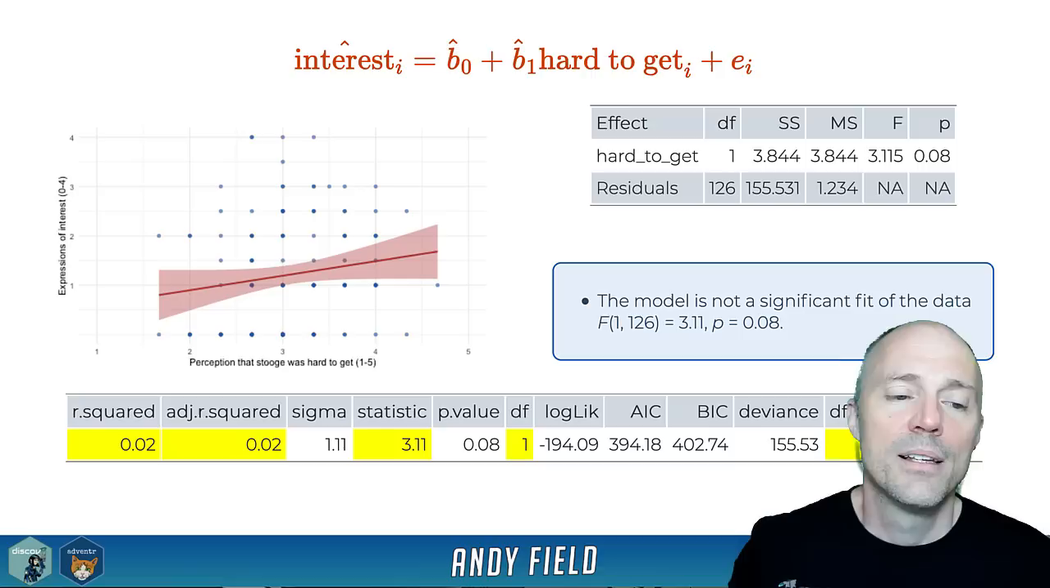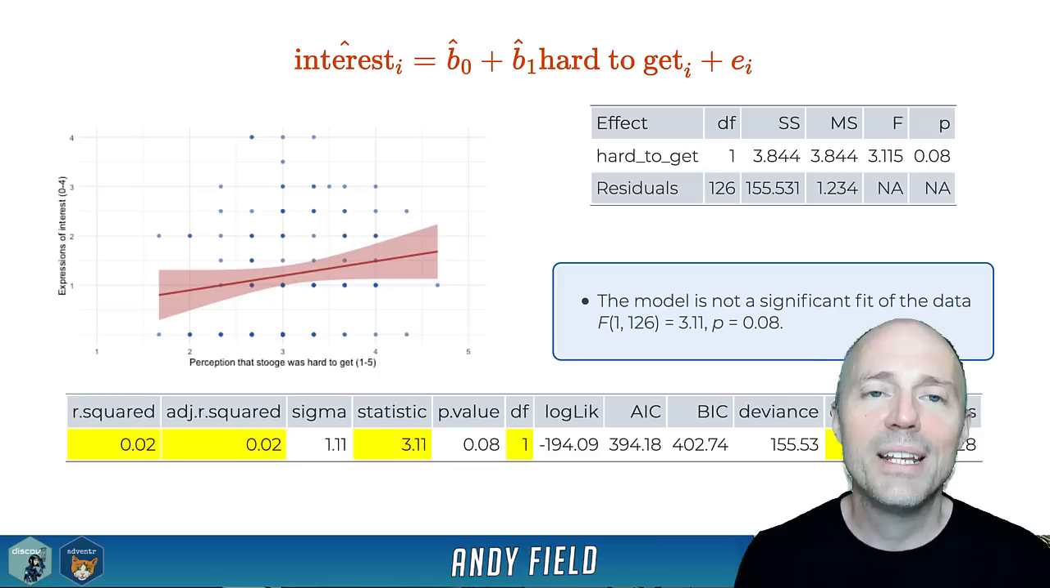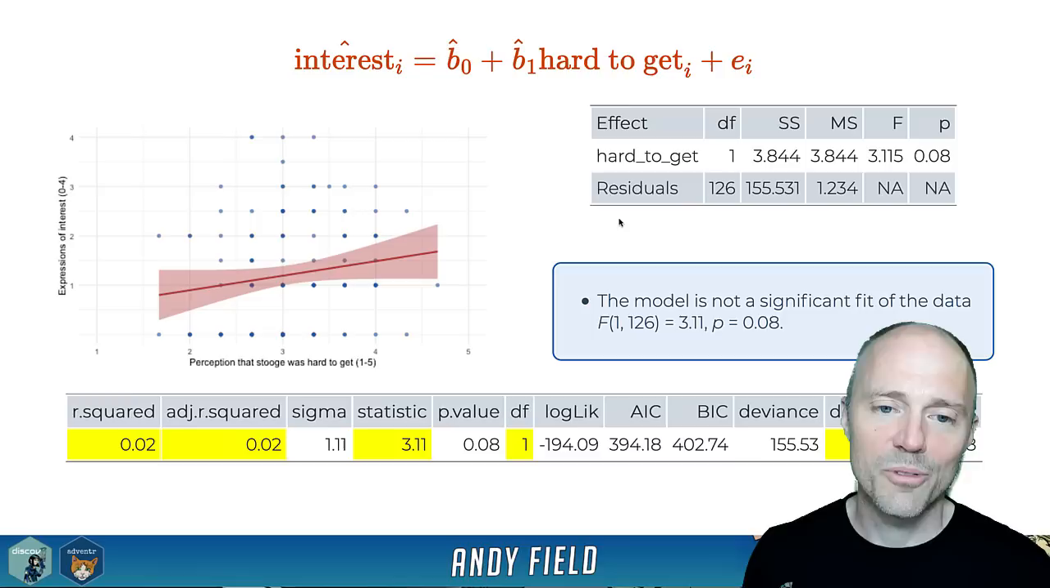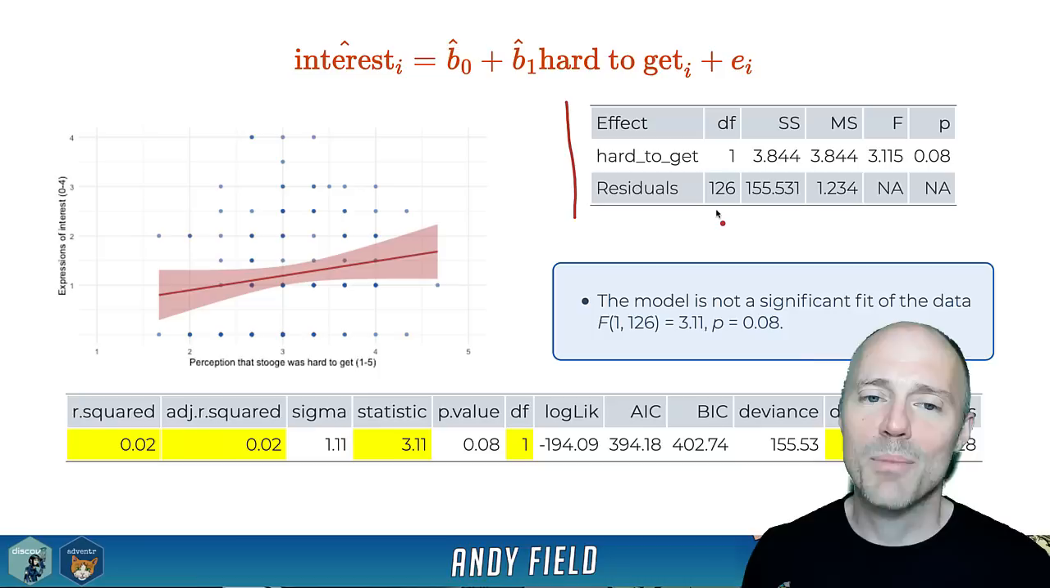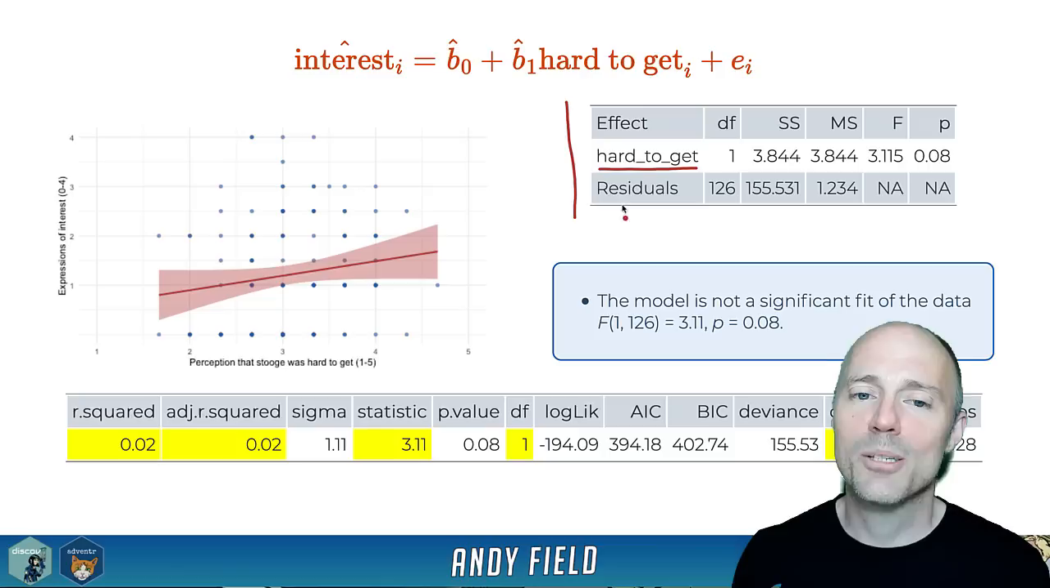So this is the model from the actual data. We've looked at these before in a previous lecture, but I just want to illustrate the fact that we can test the overall fit of this model using this F statistic. So we can get a table out like this, which again, this is our model. So this is using hard to get as a predictor. This is the residual, or the error in the model.